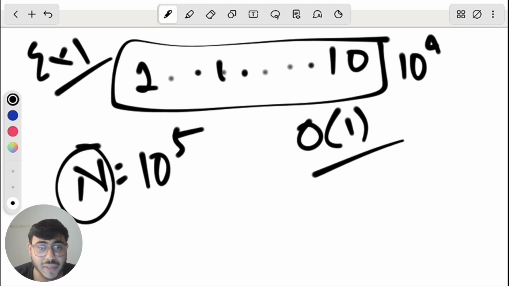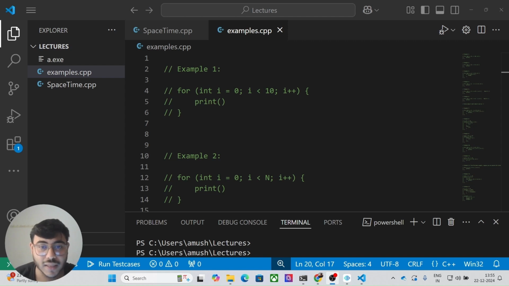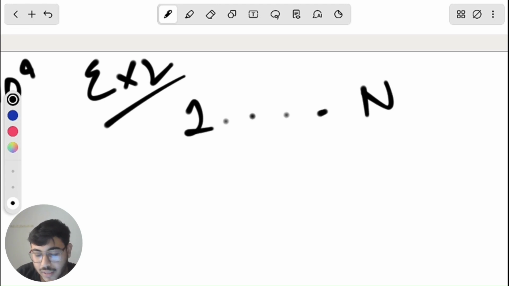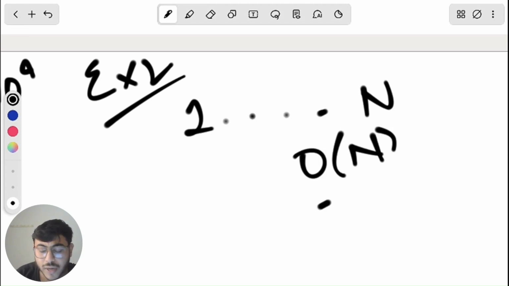Then we go to example number two. In example number two, we have i equal to 0, i less than n, and i plus plus. We can directly see it's order n. It starts from one step and goes up to n, so this one is order n. It was quite simple since printing statements don't take any amount of time.